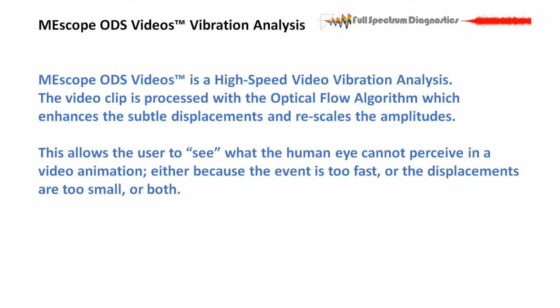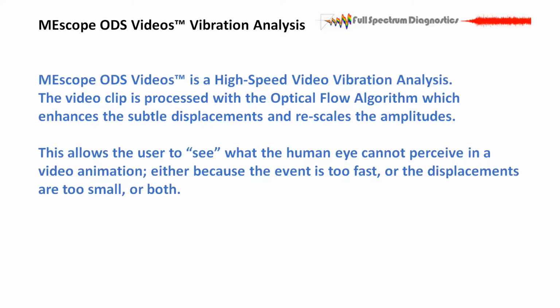MEscope ODS videos is high-speed video vibration analysis, so we all know that. The video clip is processed with the optical flow algorithm that I'll go into in a couple of minutes here. It enhances the subtle displacement and rescales the amplitudes for us. This allows the user to see what the human eye cannot perceive in a video animation, either because the event is too fast or the displacements are too small, or generally both.